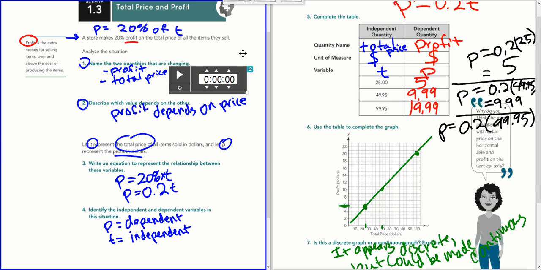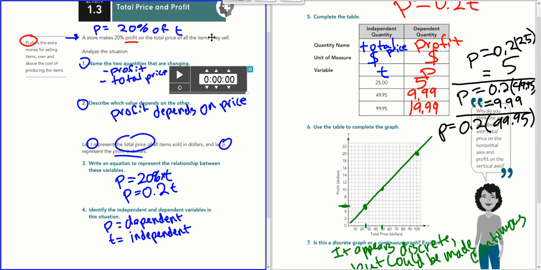Okay, this video is on independent and dependent variables in graphing. We're going to start on page 162. We were given the situation: the store makes 20% profit on the total price of all the items they sell. So the first thing we needed to do is decide the two changing amounts. We decided it was going to be profit and total price, because the profit's changing and the total price.